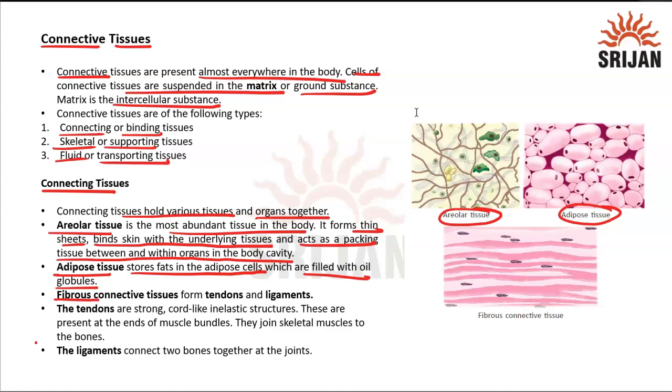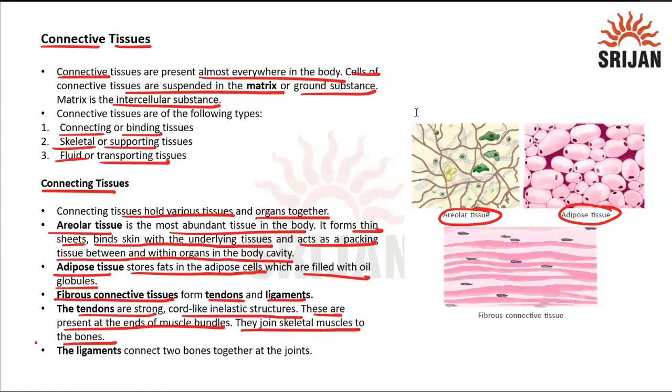Then you have fibrous connective tissues which form the tendons and the ligaments. Okay, now tendons are strong and cord-like inelastic structures. These are present at the ends of the muscle bundles, and they join skeletal muscles to the bones. I will show this in the diagram itself in the skeletal tissues, but here the idea you can get is these are fibrous connective tissues.